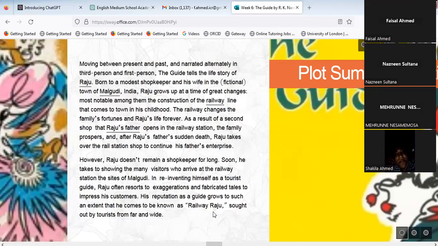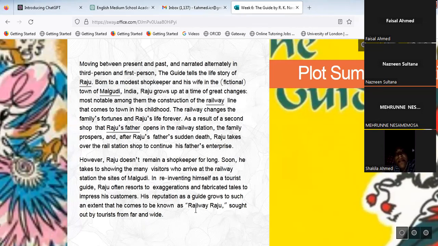So he's very smart in telling stories and dealing with people. Normally the people who are struggling for survival in life become very smart. So Raju is not an exception.